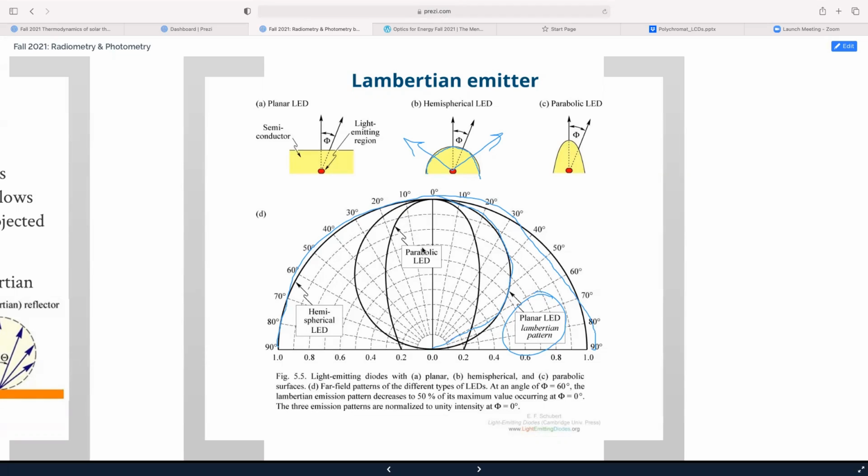Now I can make it parabolic because I want to make it more collimated. And that's where I get this curve. That is important for automobile headlamps and things like that. I could shape it either with optics or by shaping the emission device, the LED device. Now I'm going to stop here since we're out of time.